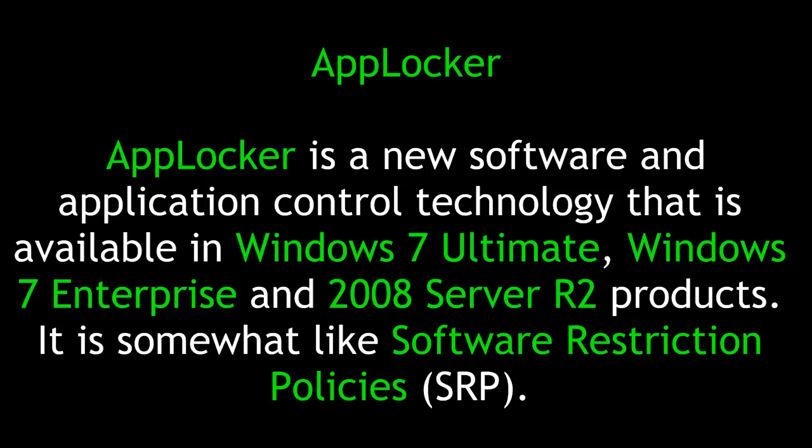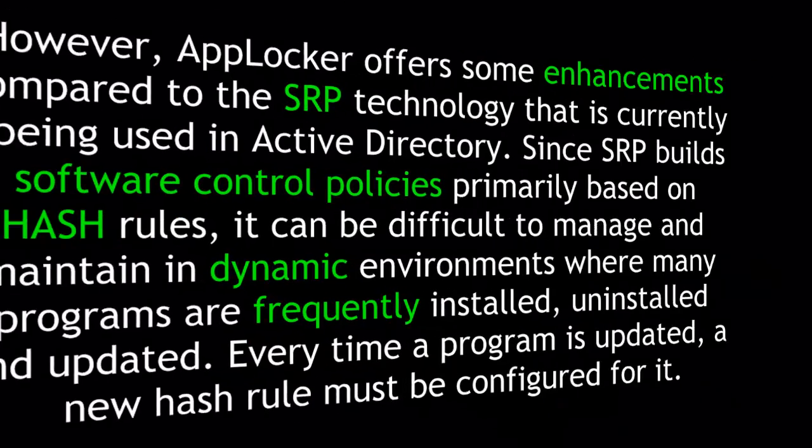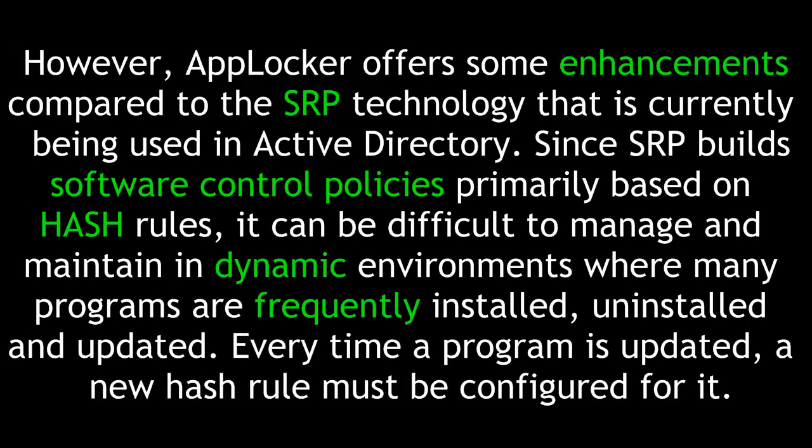AppLocker is a new software and application control technology that is available in Windows 7 Ultimate, Windows 7 Enterprise, and 2008 Server R2 products. It is somewhat like Software Restriction Policies, or SRP. However, AppLocker offers some enhancements compared to the SRP technology that is currently being used in Active Directory. Since SRP builds software control policies primarily based on hash values, it can be difficult to manage and maintain in dynamic environments where many programs are frequently installed, uninstalled, and updated. Every time a program is updated, a new hash rule must be configured for it.